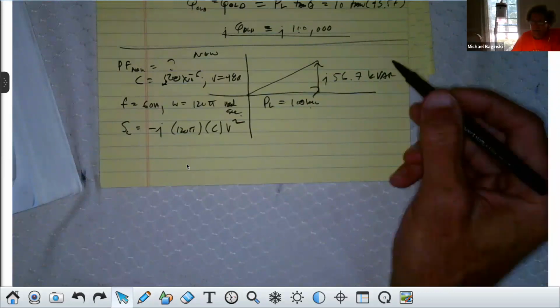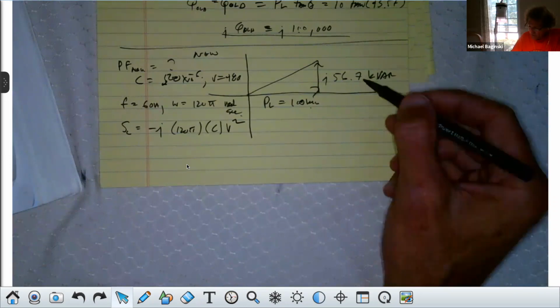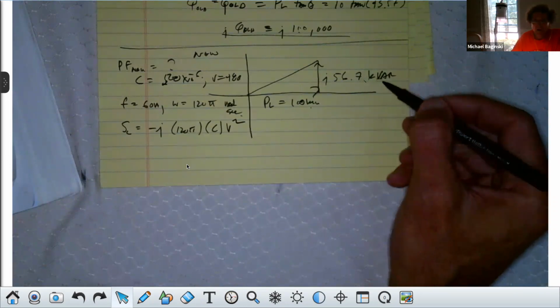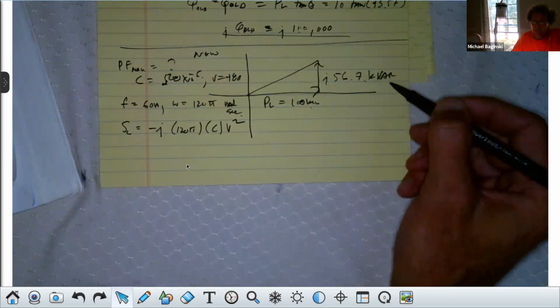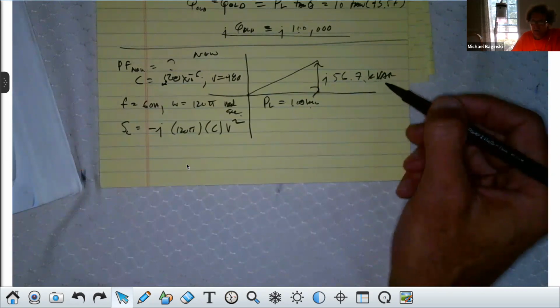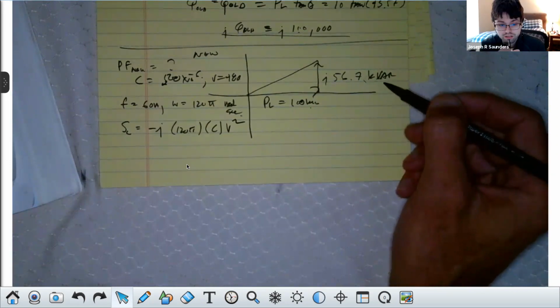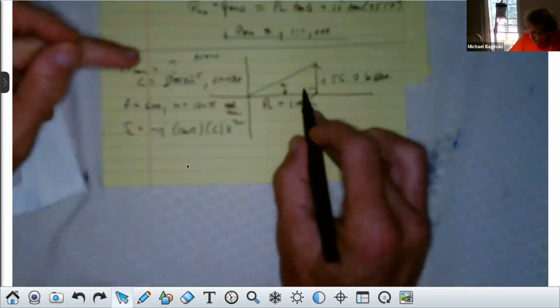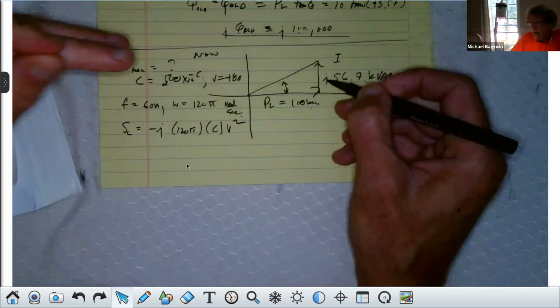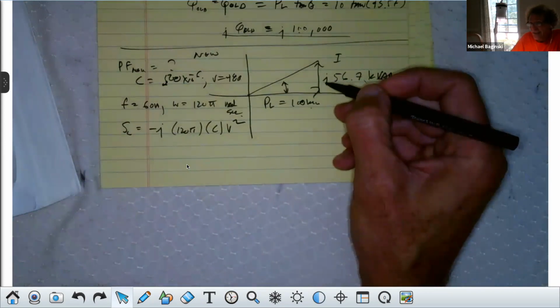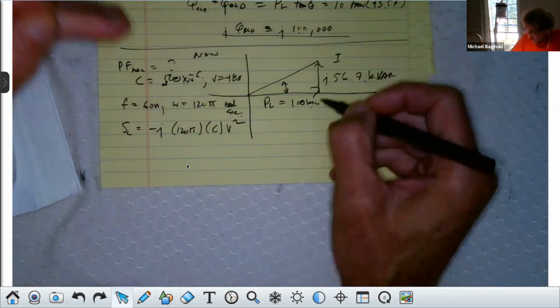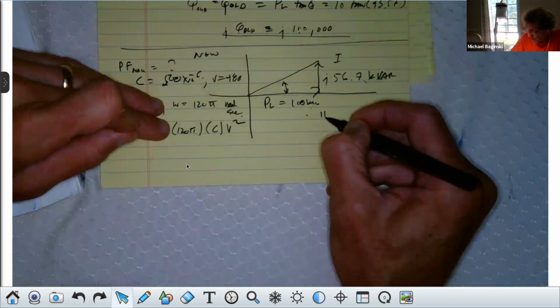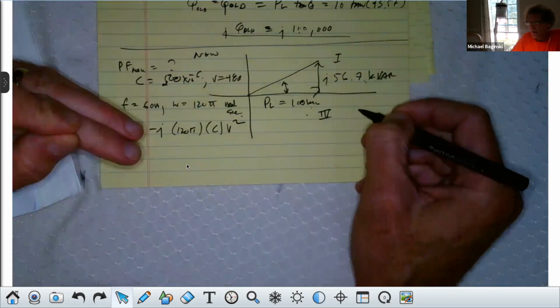Well, K is 1,000. I could put 56.7 times 10 to the 3rd VAR, or just put K to represent 10 to the 3rd. That's the only thing I'm doing here. Y'all agree with me? Now, what's the new power factor? Well, it's still in the first quadrant, right? That means it's lagging. Complex power in the first quadrant would be lagging. If it was in the fourth quadrant down here, then it would be leading. Are you with me, class?